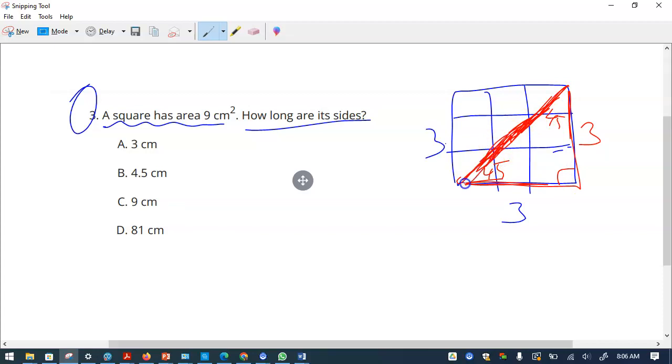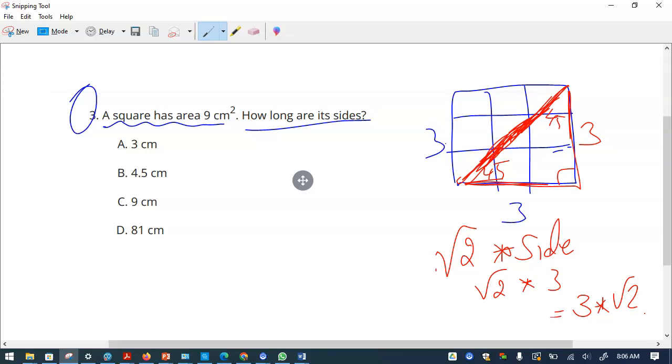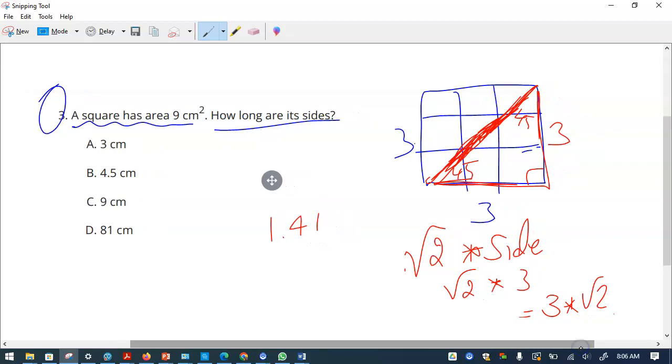So this has to be square root of 2. So we always multiply square root of 2 times the side. So here it is square root of 2 times 3, and that is the same as 3 times square root of 2. So the square root of 2 is 1.41. So I'm just multiplying 3 times 1.41.